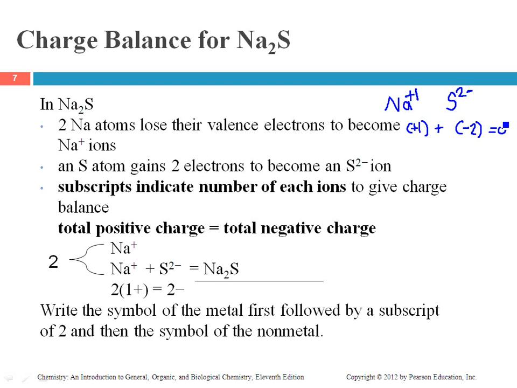Okay, and so if we fill in for the number of atoms, how many atoms are we going to need of each? Our balance has got to be 0. And so we're going to need 2 sodium atoms for every 1 sulfur, because 2 minus 2 equals 0. So we need 2 sodiums, and so when we write this formula out, we would say Na2S. When sodium and sulfur combine, we have 2 sodiums for every 1 sulfur.